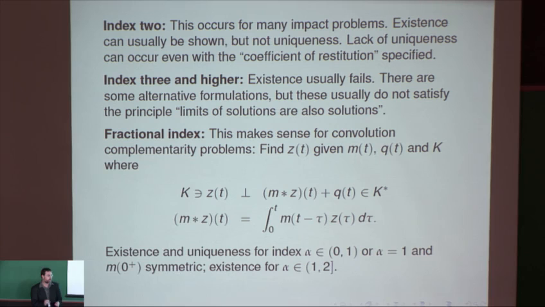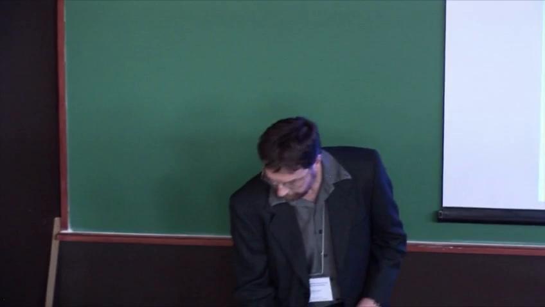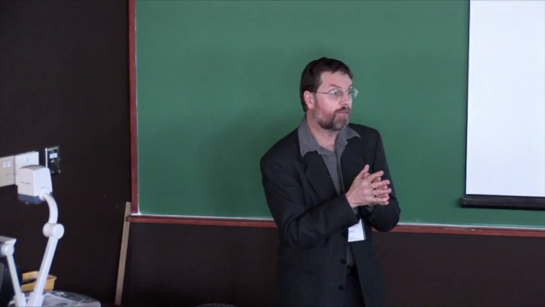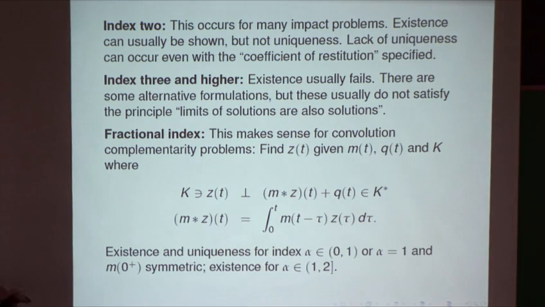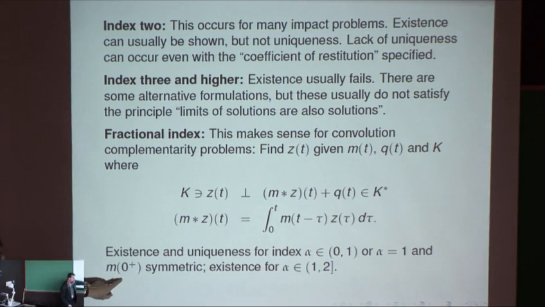Does the intuition make sense that index 2 means you're differentiating twice? Fractional index means you're differentiating in some way that's not... How do you do that? Right. So, take this M of T. The index is the number of times you need to differentiate it to get a delta function at t equals 0. So, if we have alpha equals 1, M of T is a jump function, where this here is a symmetric positive definite matrix. If we differentiate that once, we get a delta function at t equals 0.